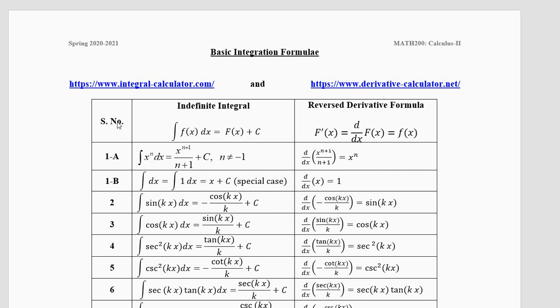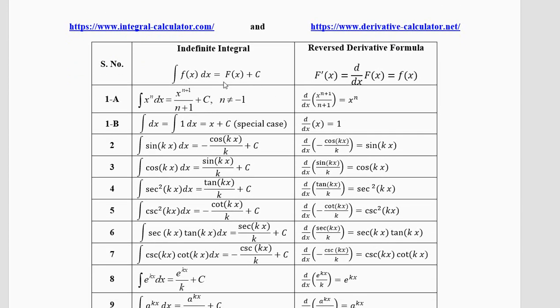Now let's look at the header of the table. We have the serial number, the indefinite integral, and the reverse derivative formula. We'll be using the basic idea of the fundamental theorem of calculus, which says that if you integrate a function small f, your answer will be capital F plus c, where capital F means the uppercase or the big F. When you differentiate the capital F, you'll get back the small f. So this is the basic idea of calculus which we have put in the header.